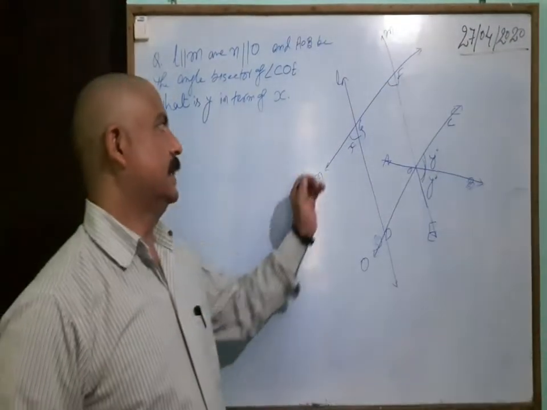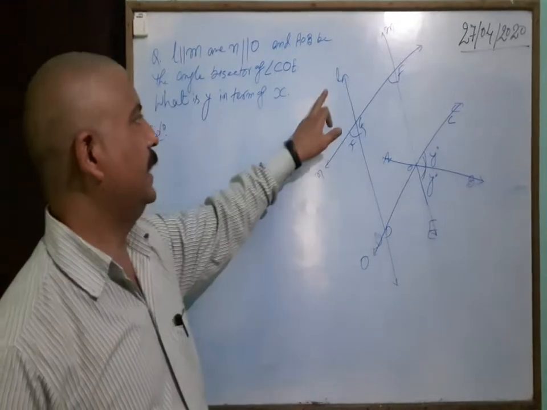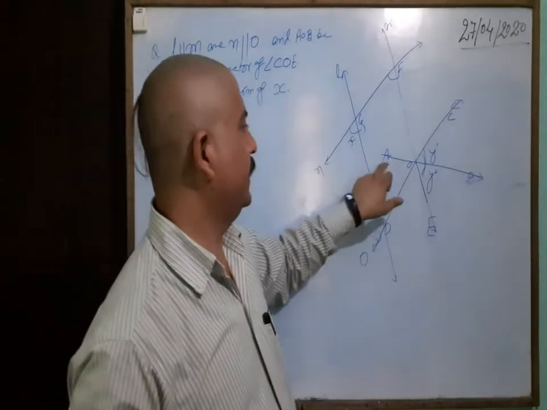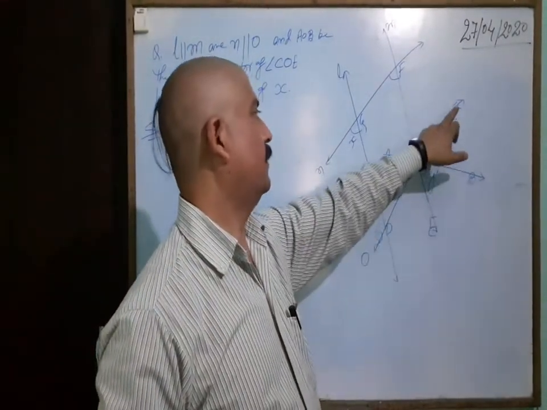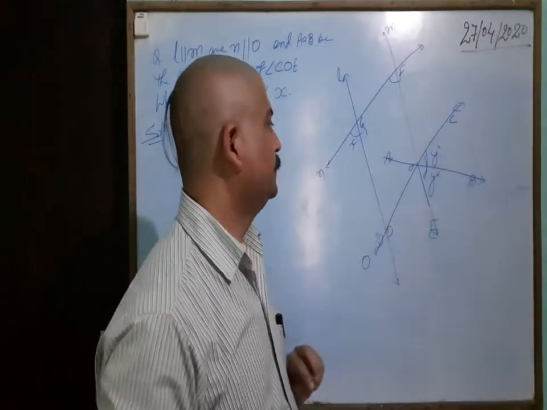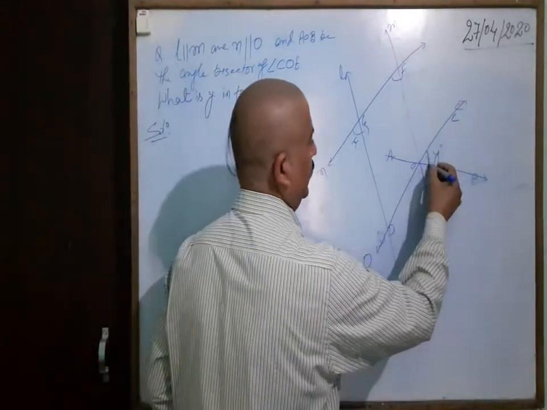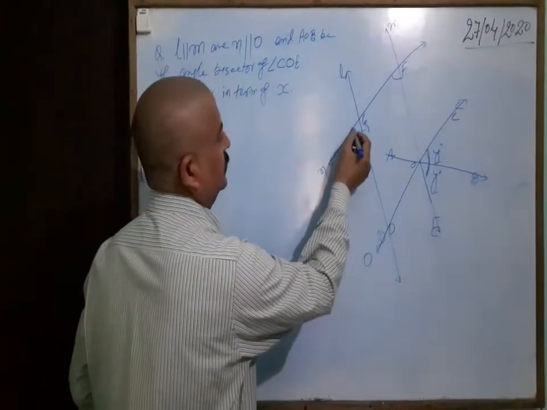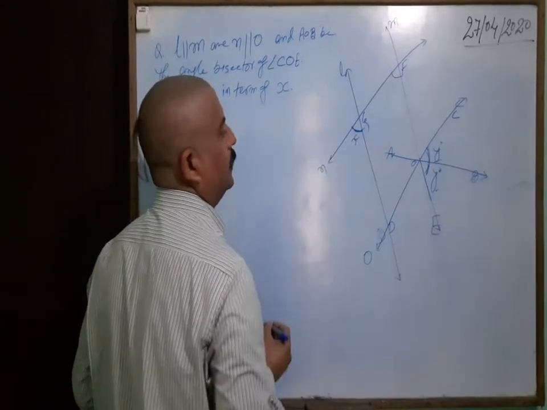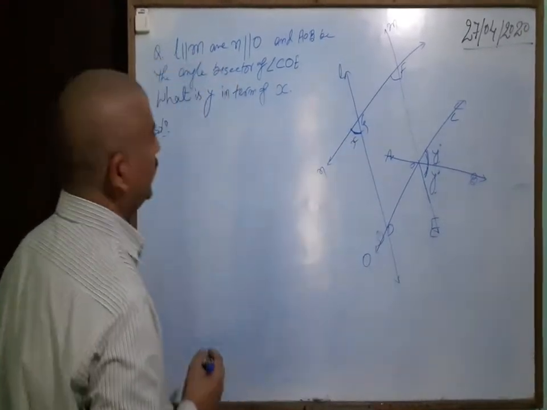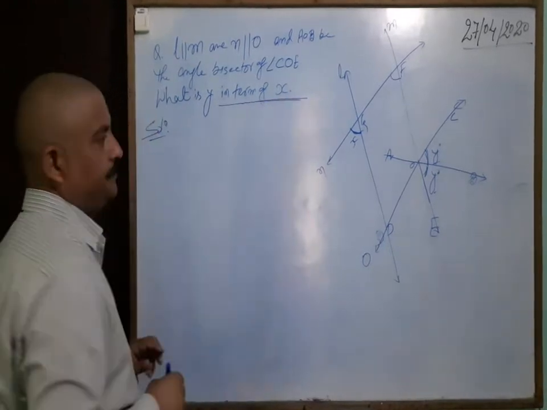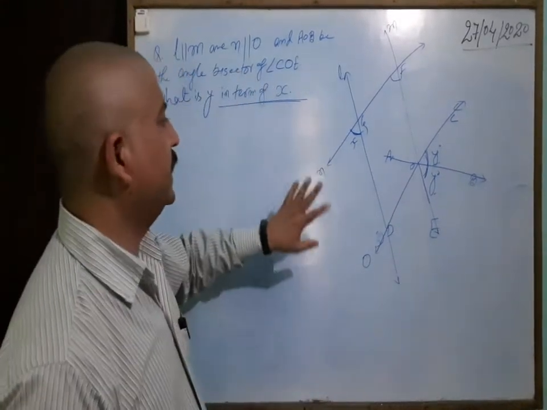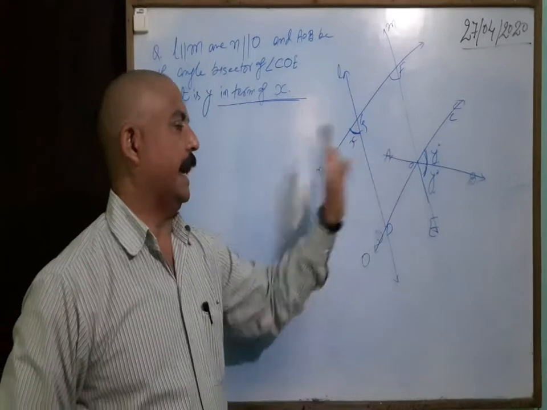Next, a different type of question, where L is parallel to M, N is parallel to O, and a line AOB is the bisector of angle COE, which means both angles are equal. Assign it as y, and the other angle is x. So find the value of y in terms of x. No numerical value will be found, just represent it in the form of x. So how to find it?